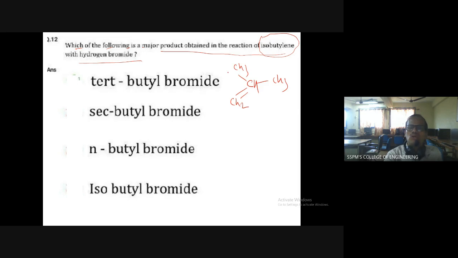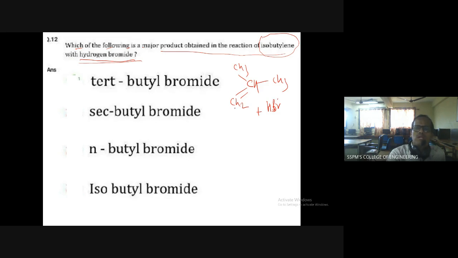This is isobutylene. Reaction with HBr, hydrogen bromide. So this is Markovnikov addition. So Markovnikov addition, what we do? This negative part, this bromine part will go to that carbon having less number of hydrogen.